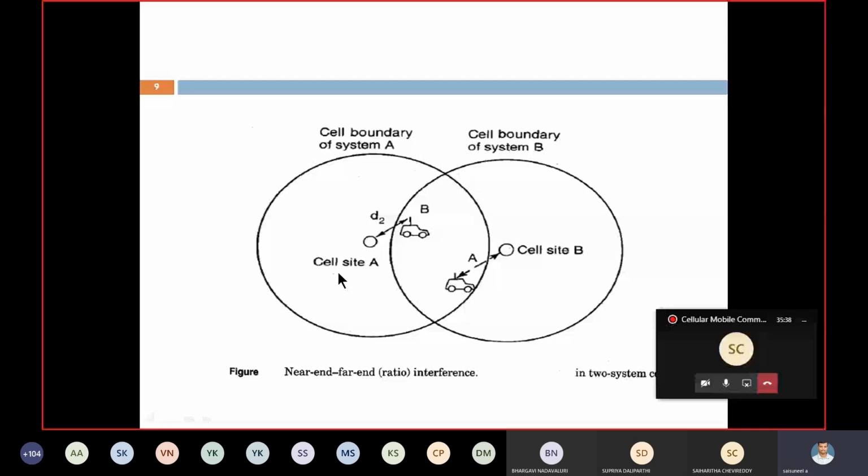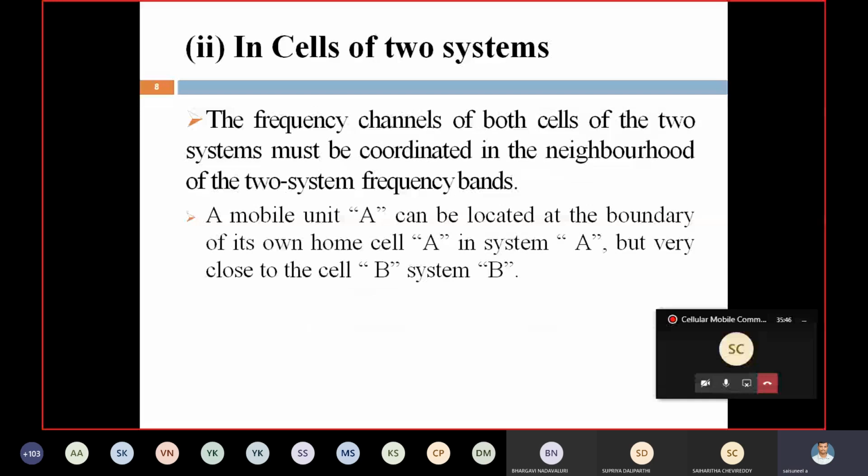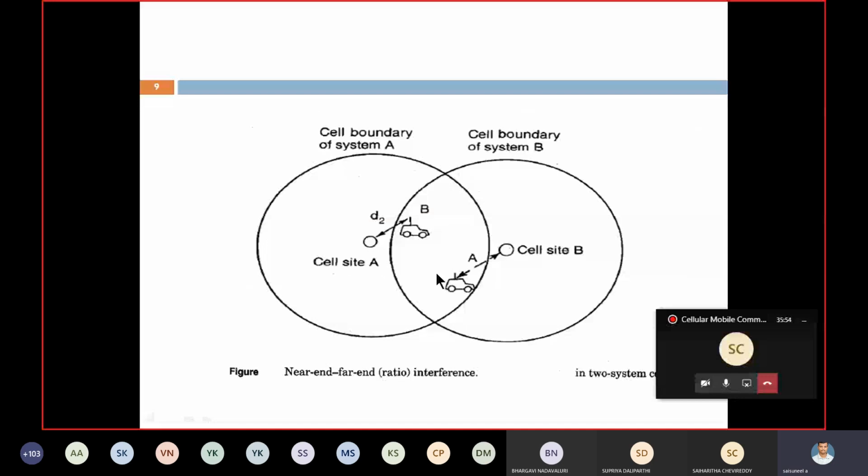Here, mobile unit A can be located at the boundary of its own home cell A in system A, but very close to system B. This is called interference. Now we are getting interference. Instead of taking from this to here, we are taking the signal from cell site B. That is where the problem occurs. This is about near end, far end interference.